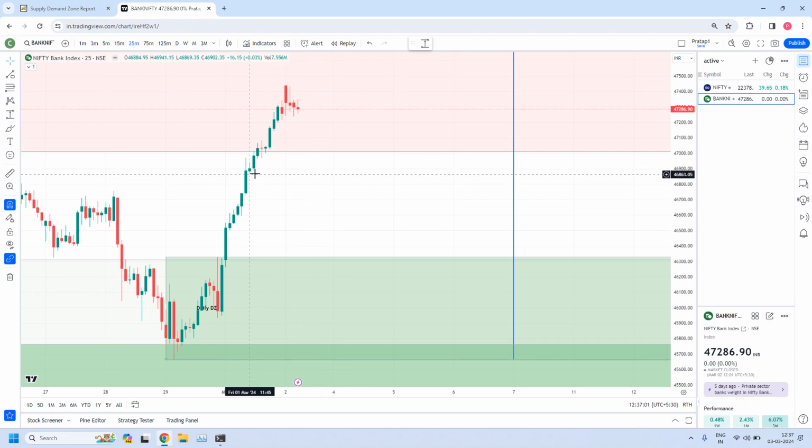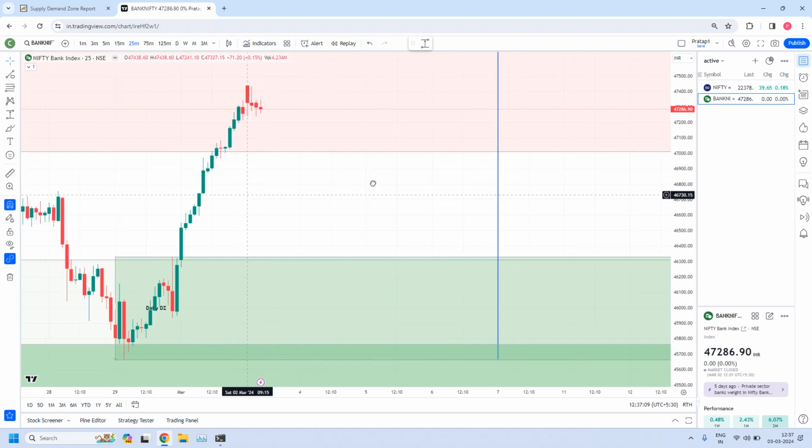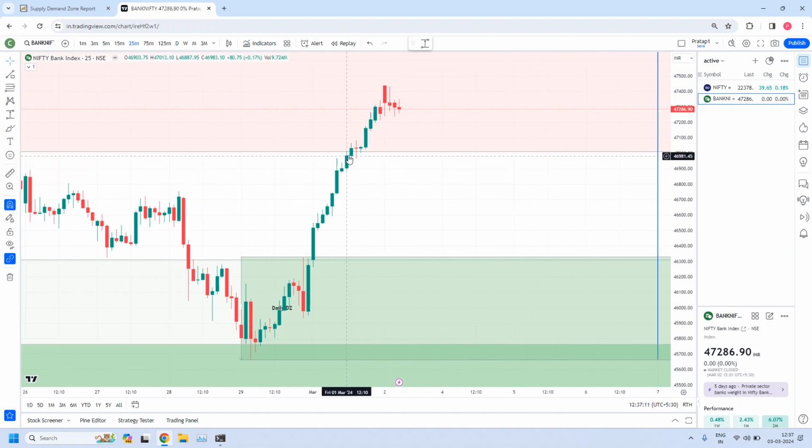This is the candle. After that, how many base candles? 1, 2, 3, 4, 5 base candles. There is a candle that is considered a leg candle, this one. The software considers this a leg candle. It's not a leg out candle. So that's why all these candles are part of the base. This is a 25-minute zone.